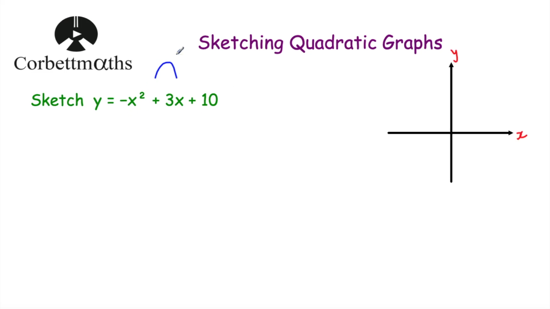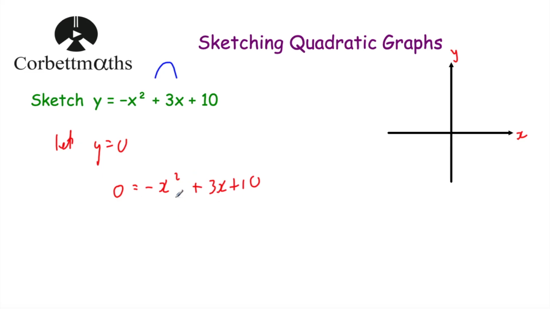And that's our first step. Okay, so we've considered its shape, we've sketched our axes. Our next step is to find where it crosses the x-axis, if it crosses the x-axis. So we're going to let y equal 0. And whenever we let y equal 0, we're going to get 0 equals negative x squared plus 3x plus 10. And we want to solve this.